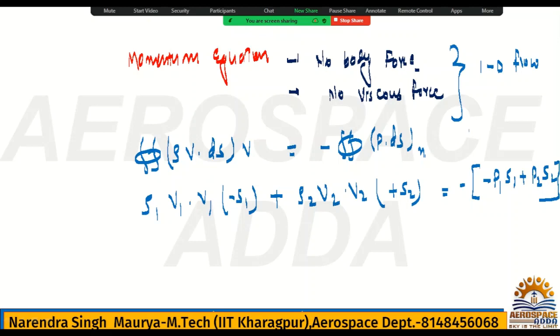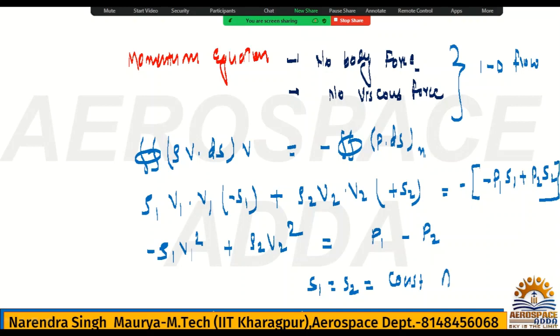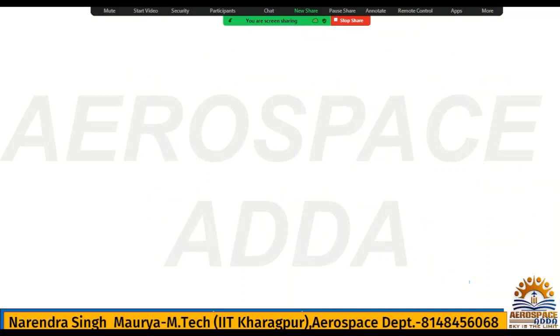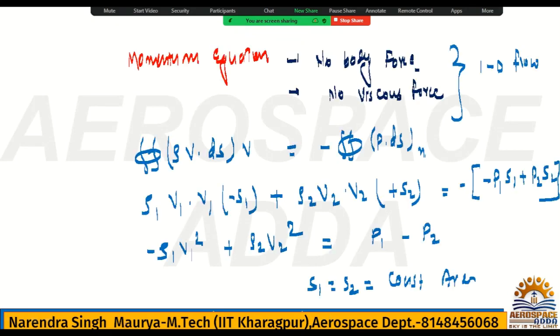And similarly for the pressure also you have to do. So this is rho 1 V1 square, minus plus rho 2 V2 square. Because area is constant on both sides, take S common on both sides and cancel it, and this is minus minus plus, so it is P1 minus P2, S cancels out. Everywhere S1 is equal to S2. I told you that the area will be the same on both sides, which is nothing but constant area. So this equation is called the momentum equation.